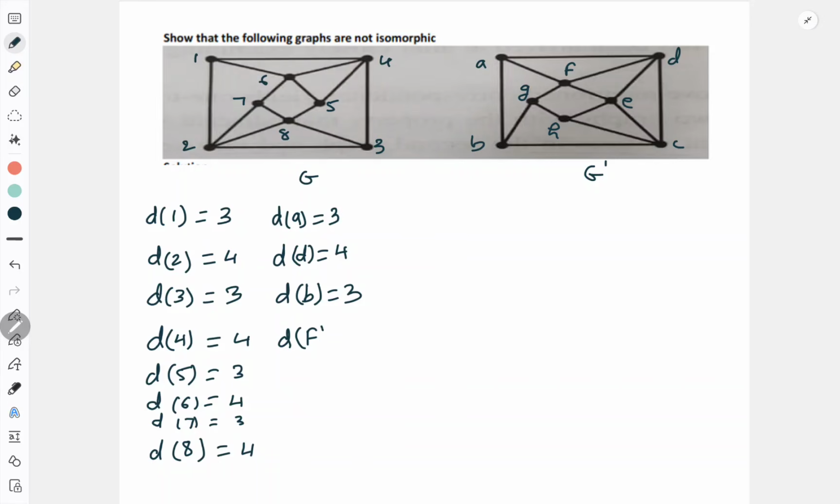Now for something which has 4, F has 4. Now degree of G is 3. So degree of G is equal to 3. Okay. Now degree of H is also 3. Now degree of E is 4. So degree of E is 4. And degree of C is also 4. So now see here, degree is also preserved.